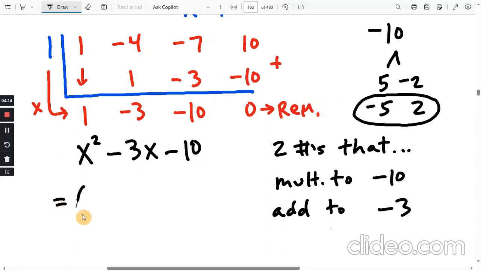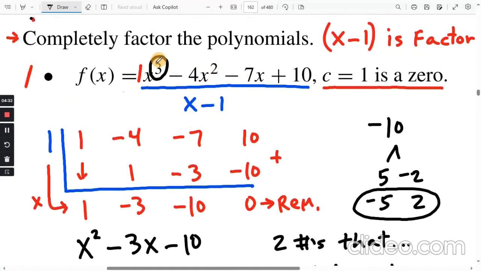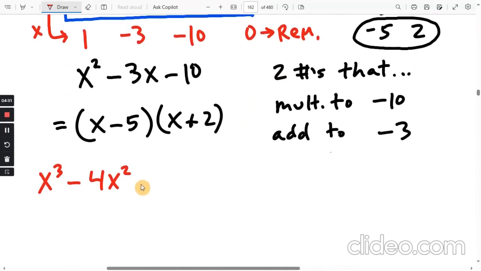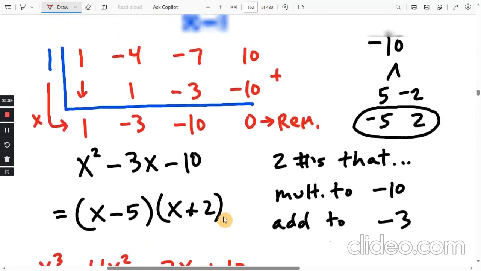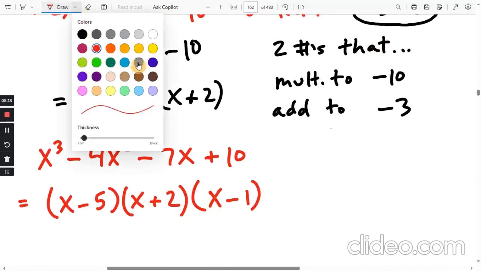All right, so this right here is going to equal x minus 5 times x plus 2. All right, and again, that's what you get when you divide the original by x minus 1. So if you take the original, that's x to the third minus 4x squared minus 7x plus 10, you get this right here, x minus 5 times this right here, x plus 2, times this right here, x minus 1. And that is your final answer in factored form.